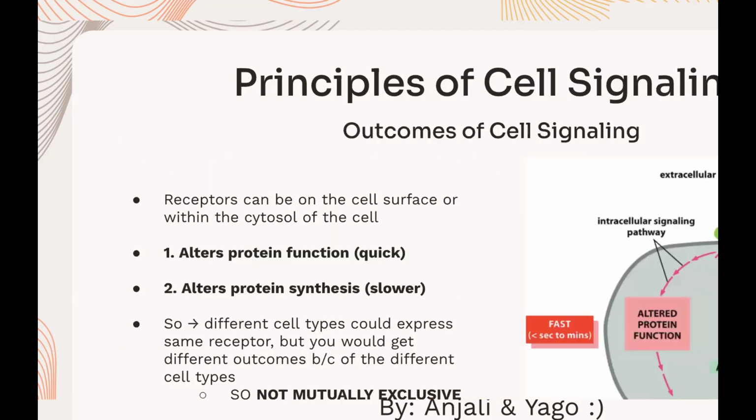So there are two outcomes of cell signaling. One of them is you can alter protein function or you can alter protein synthesis. We're going to talk about what each of them means. These aren't mutually exclusive, meaning if one happens, it doesn't mean the other is not happening. So signals are complicated like that. You can get multiple different outcomes. It's never usually one or the other. So if she asks you whether these are mutually exclusive, the answer is no. There's a lot of different possibilities.